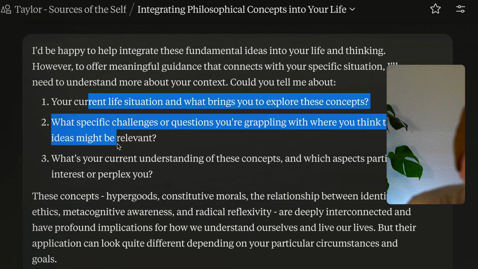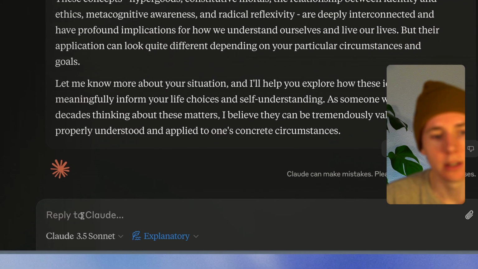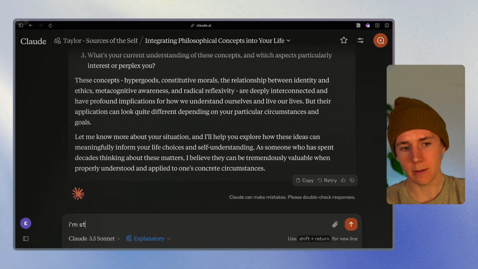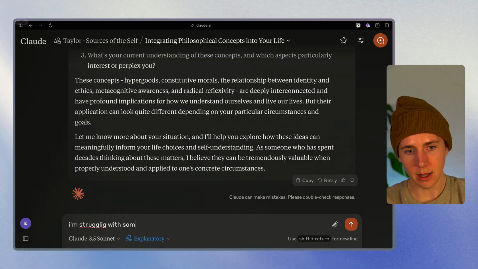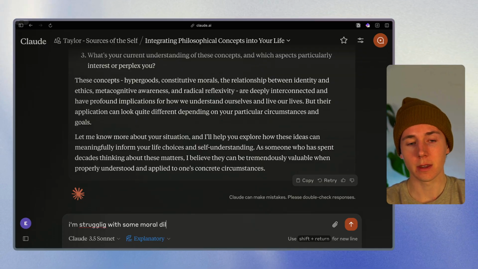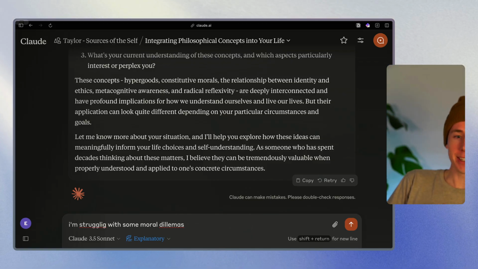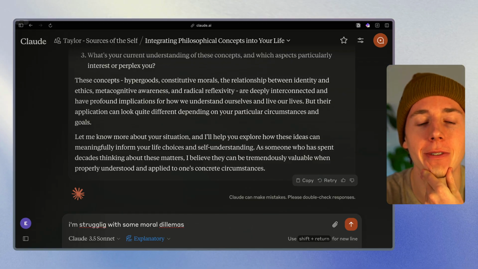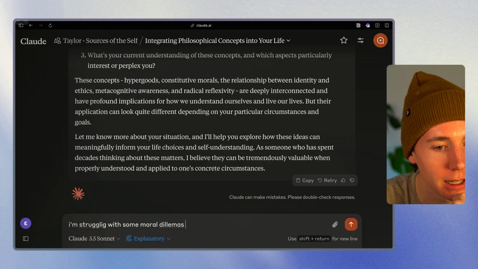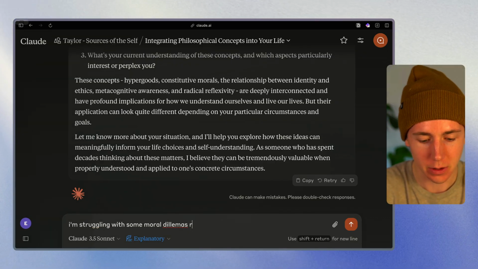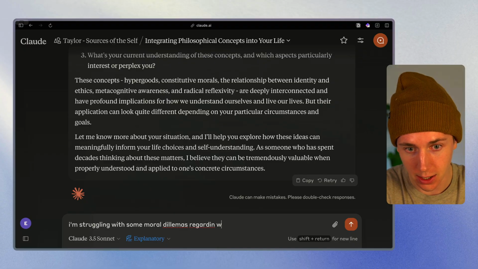So it says, I'm here to help you. What specific challenges? What's your current understanding? Let me just make something up. I'm struggling with some moral dilemmas. Actually, this is a real thing, so you'll get an insight into some of my processes here and what I'm thinking about in terms of AI in 2025. Essentially, I'm struggling with some moral dilemmas regarding what I create content about.